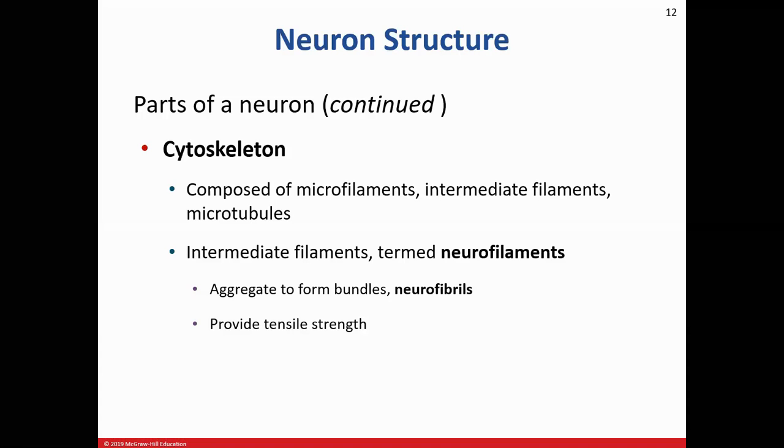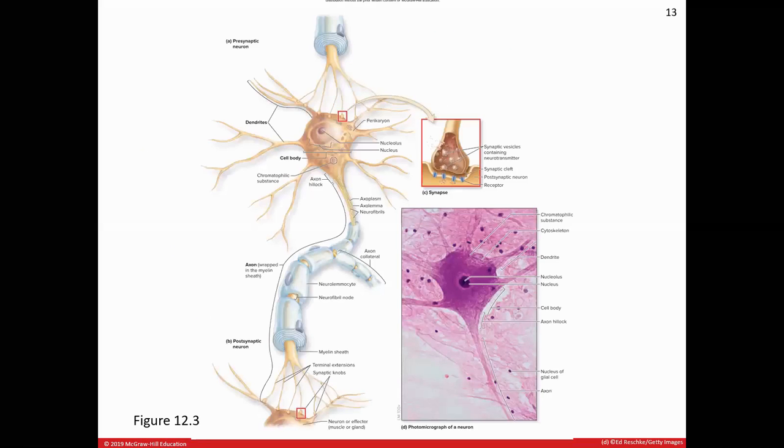Our next part of the neuron is the cytoskeleton. Now, the cytoskeleton is going to be composed of our microfilaments, intermediate filaments, and microtubules. And these help to provide the skeleton of the cell, essentially giving it structure within the cytoplasm. The intermediate filaments are going to be termed neurofilaments, and they aggregate to form bundles called neurofibrils. And these neurofibrils provide the tensile strength of the neuron itself.